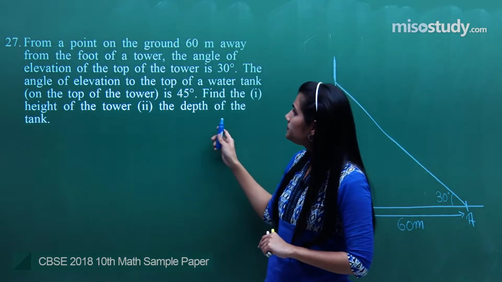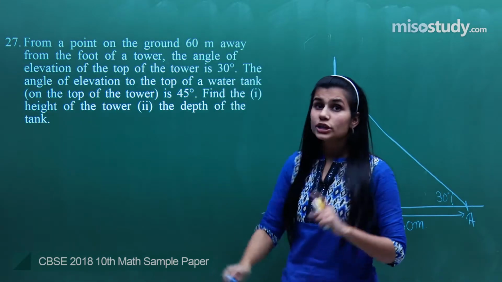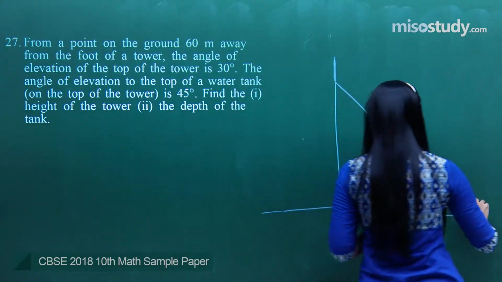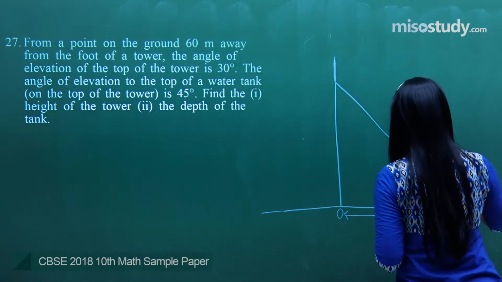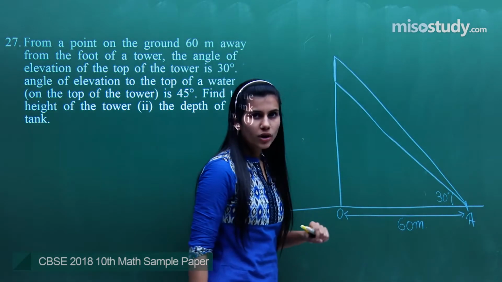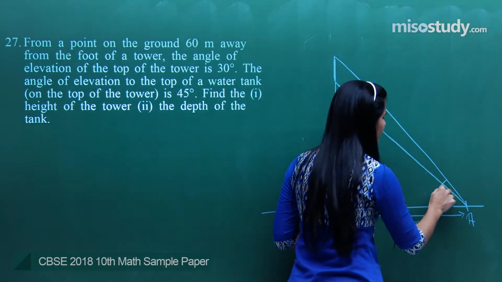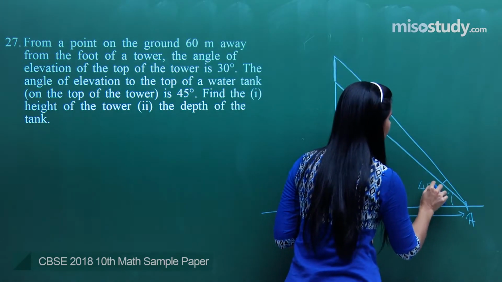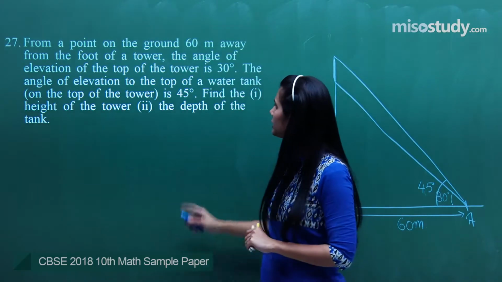Now it is saying the angle of elevation to the top of the water tank. So from this point I will be moving to the top of the water tank. This angle of elevation is given to be 45 degrees.